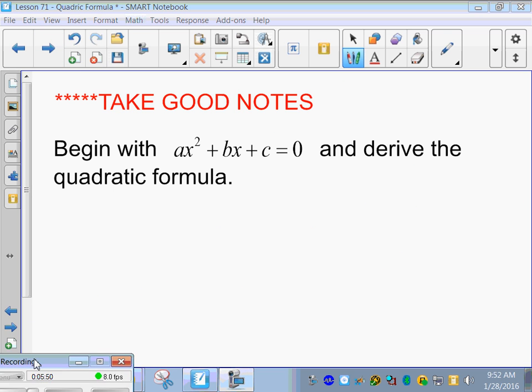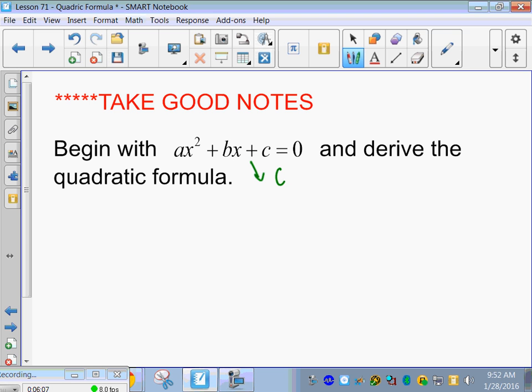All right, so you want to take good notes on this because you're going to see this over and over again in your book, and it's the exact same problem, all right? So we're beginning with our quadratic in standard form, and we're going to derive the quadratic formula, okay? And the way we derive the quadratic formula is by completing the square, which you guys are really good at by now.